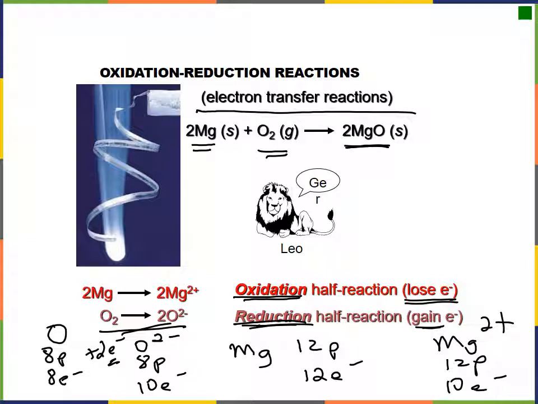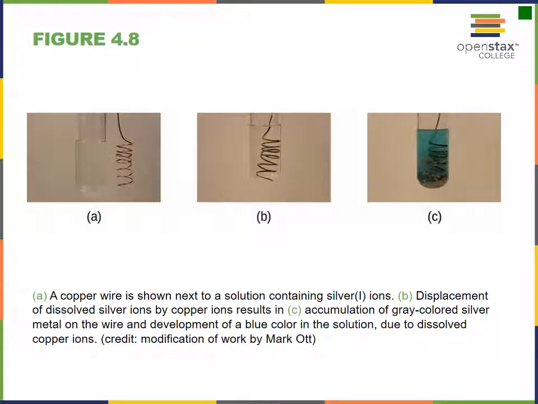Now, when we do these in real life, the number of electrons lost has to equal the number of electrons gained, and that is a trick that we're going to use, or can use, to balance reactions. So here we have a solution where we have silver plus ions and some copper wire, and we put the copper wire inside the silver, and we get a reaction.